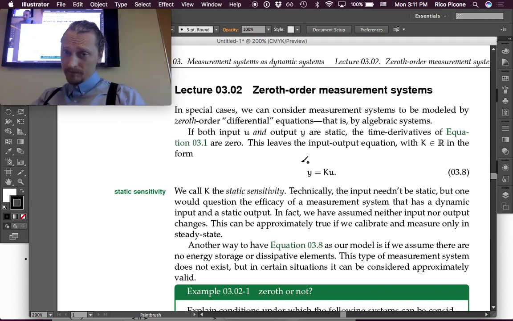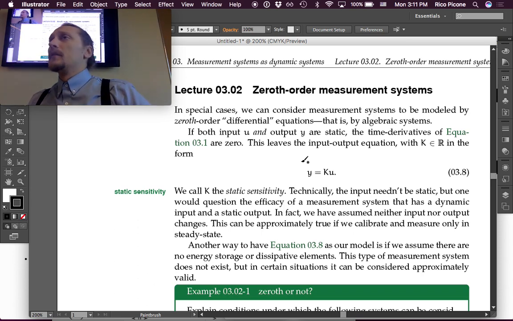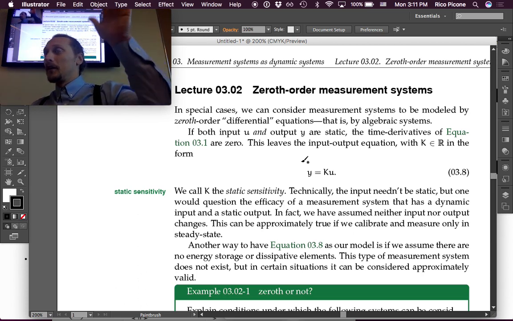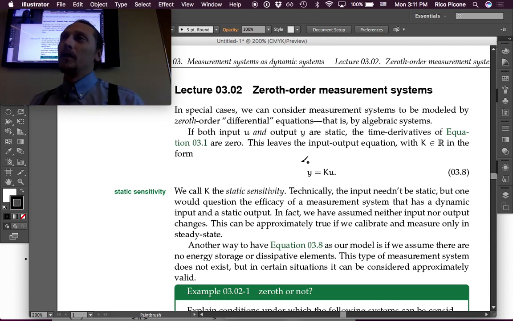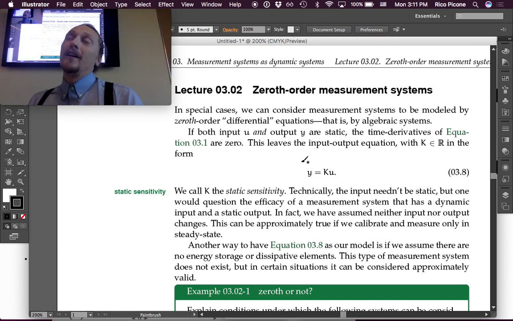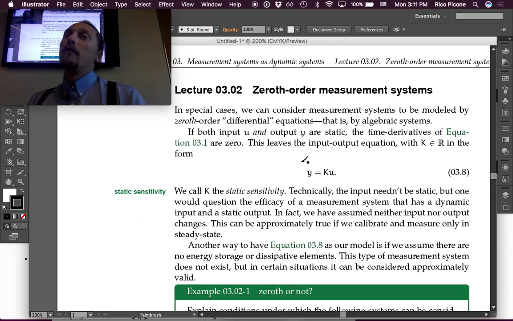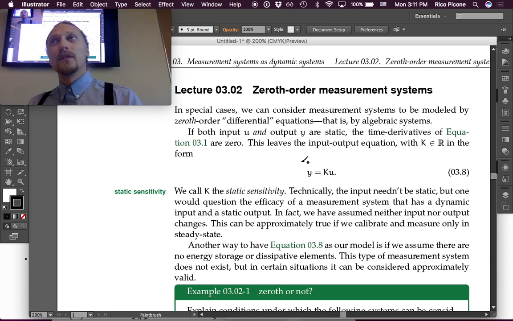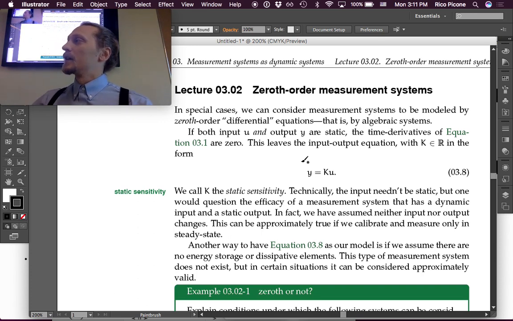Now, those could be nth order. So the input-output differential equation could be of order n. The transfer function could have a polynomial in the denominator that's order n, so it could be any order. But we're going to focus in this class on 0, first, and second order systems.